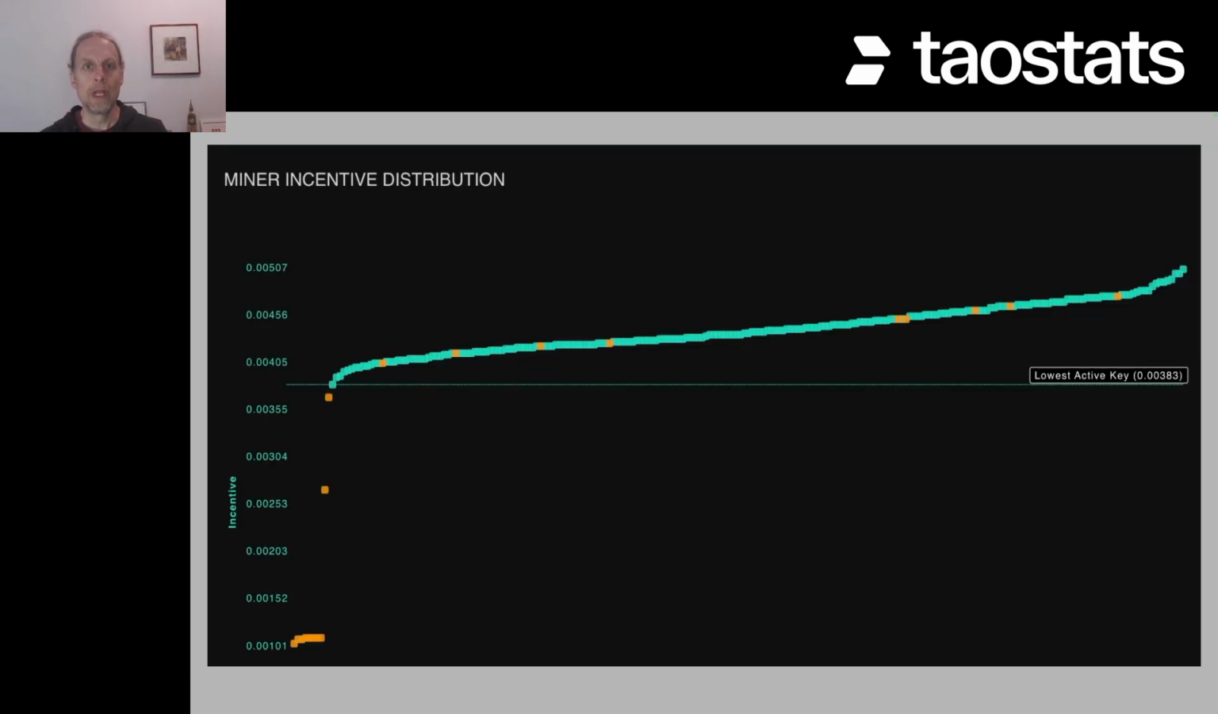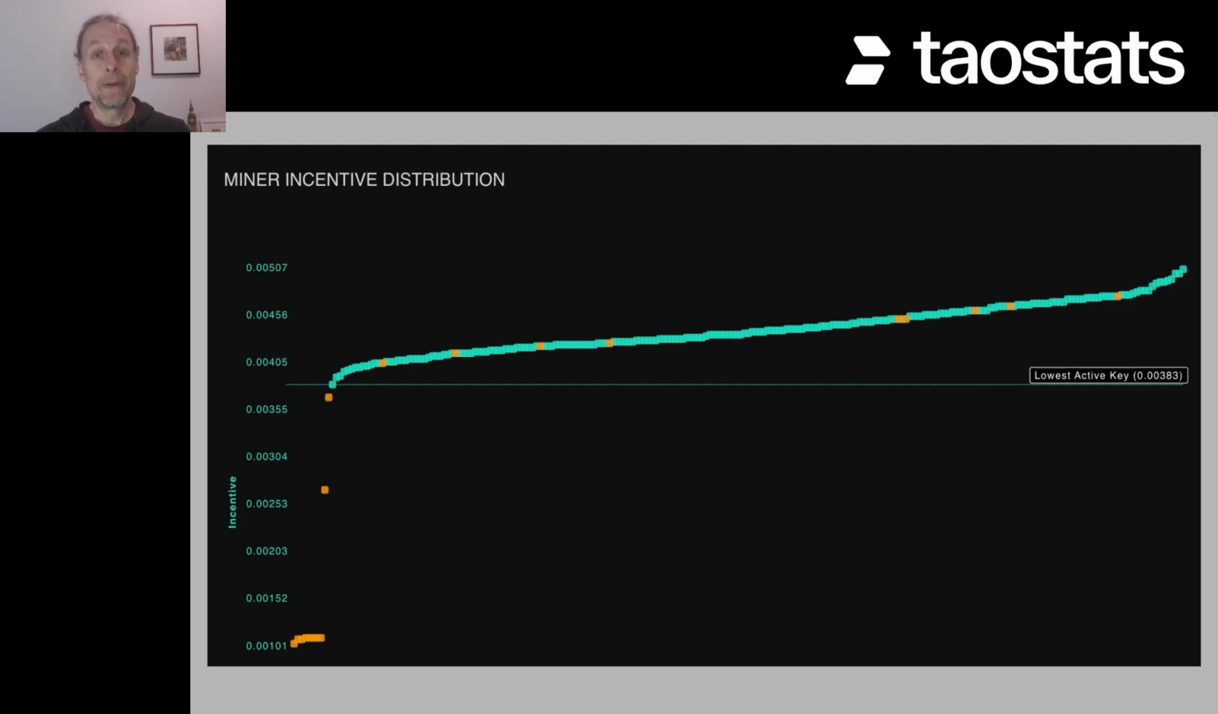Another way you can visualize incentive across all of the miners in a subnet is through the distribution chart. And what you can see here is the orange are miners that still have immunity. And by having immunity, that means they just started and they're given a little bit of time to get situated in the network and establish themselves, because the miner with the lowest active key is the one that's going to be deregistered when a new miner registers.